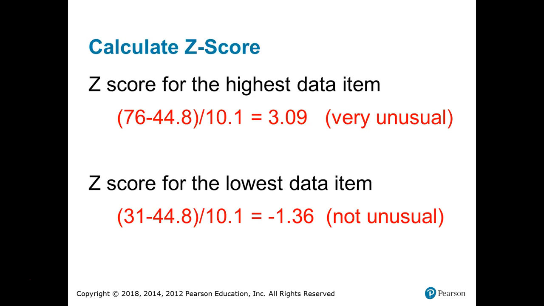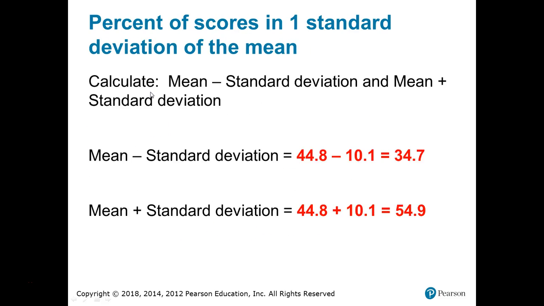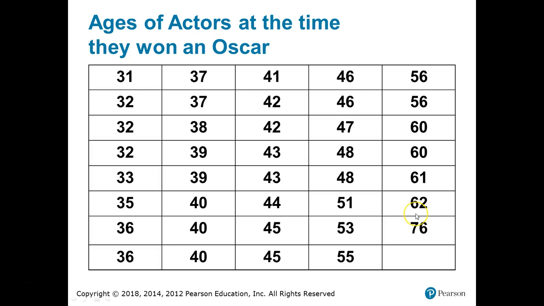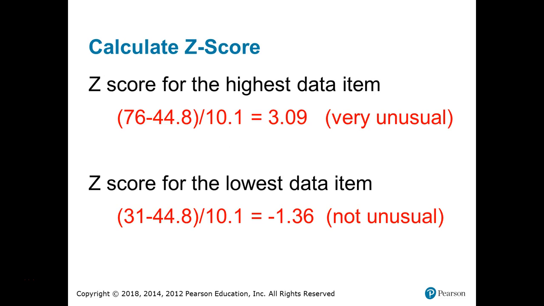So if we calculate the z-score for the highest and the lowest data values, we would have 76, which is our maximum, our oldest person. I'm not sure which actor that was. So here's your 76. 76 minus 44.8, which is our mean, divided by our standard deviation 10.1 is 3.09. Very unusual. He's the only guy that's within that range.